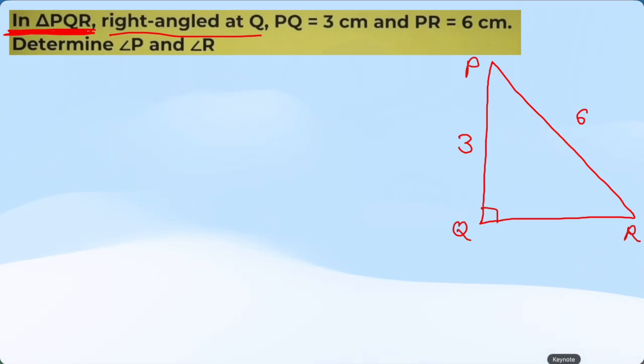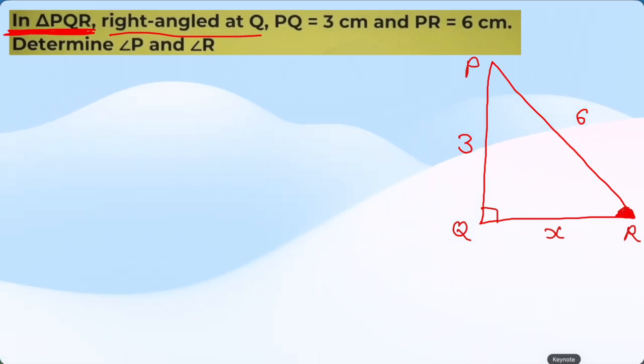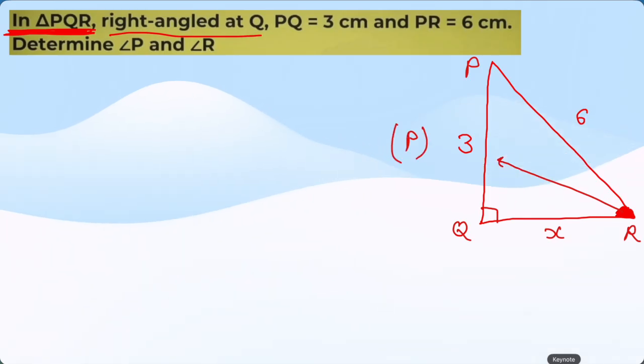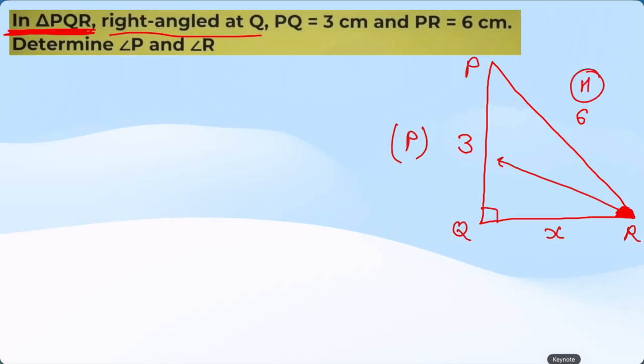PR is 6. I don't know the base. You know, if two sides are given and one is unknown, what we have to do? Very good. We can find it using the Pythagoras theorem. But let's see what the question is about. Question is about determine angle P and angle R. If I talk in respect of this angle R, this is angle R. So this will be the perpendicular, because this is opposite. Opposite is known as the perpendicular. This is the hypotenuse. For angle R, this is perpendicular now.